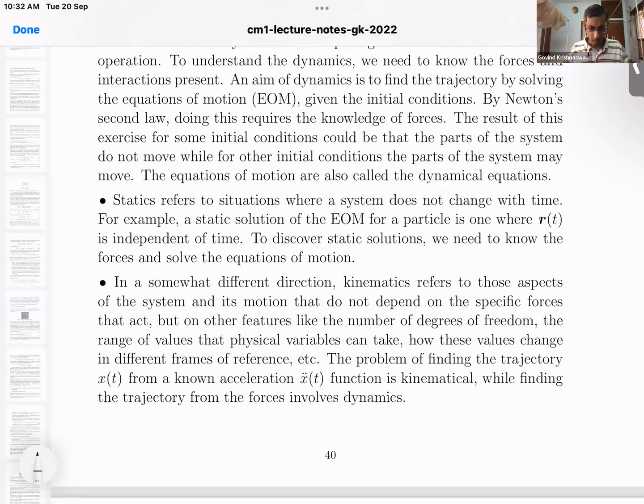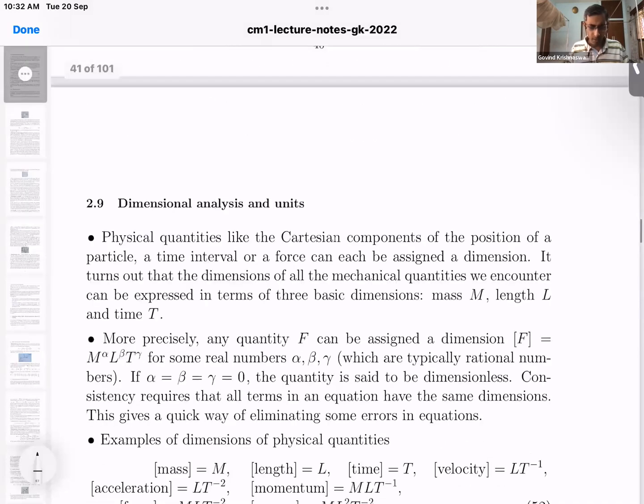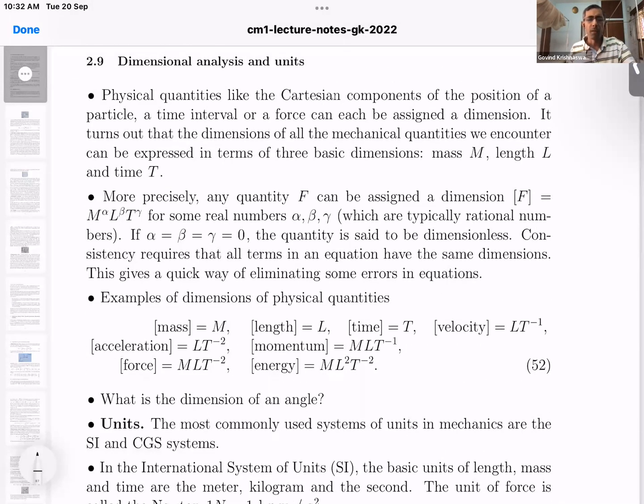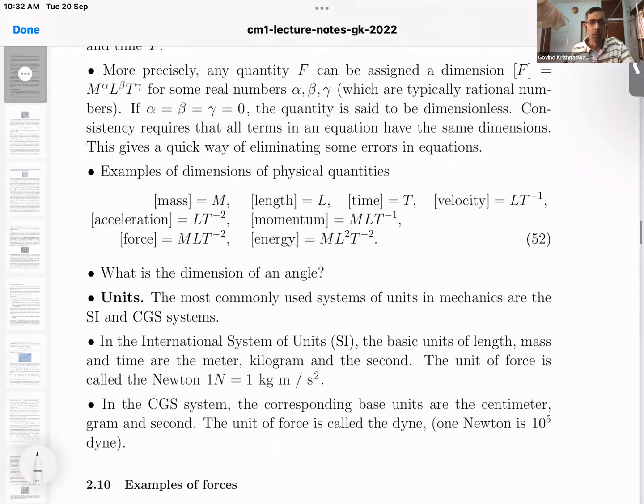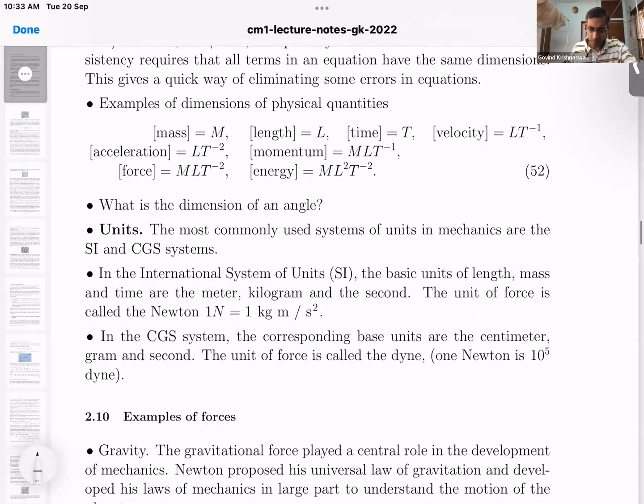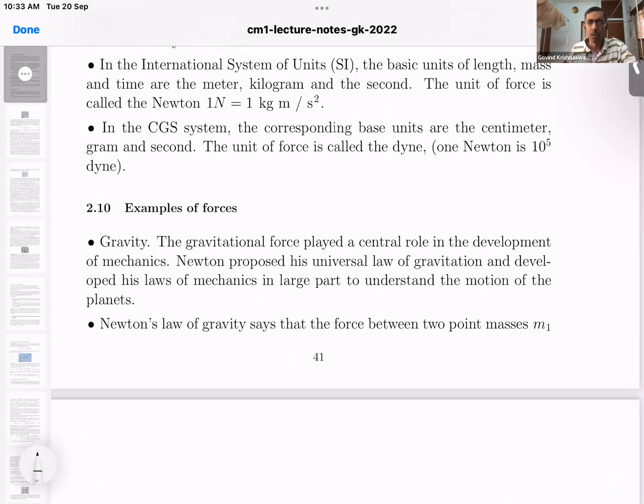Okay, then we briefly discussed dimensions of physical quantities and said that every physical quantity could be assigned a dimension, which is a power of mass, power of length times the power of time, and those exponents could be determined. And we looked at a few examples. We'll do more. For instance, an angle was dimensionless. We also spoke about the two most commonly used systems of units, CGS and SI.